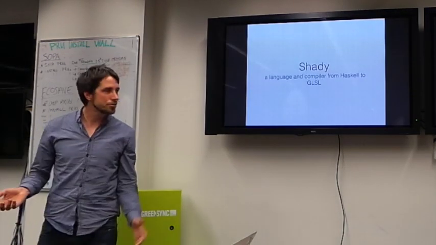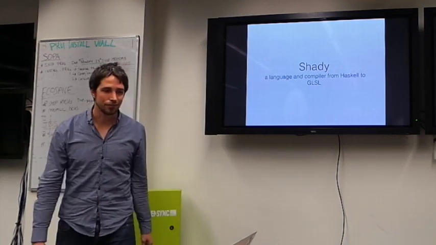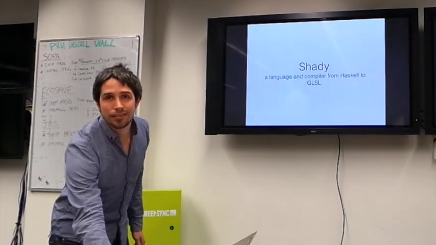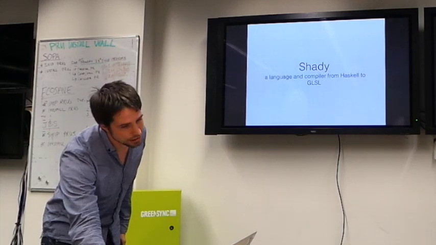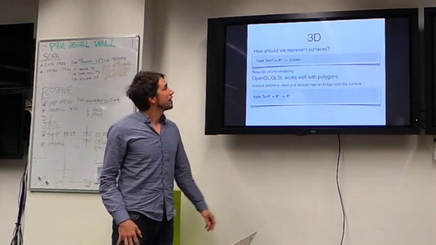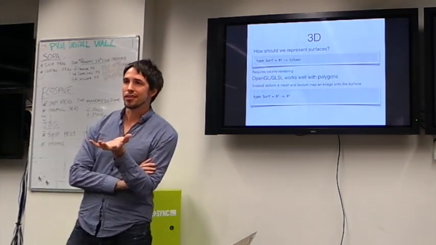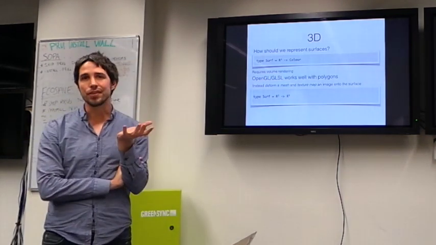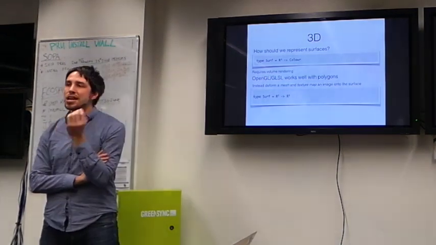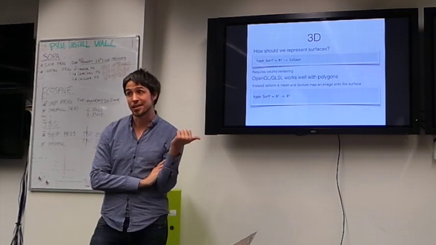So, introducing Shady, a language and compiler from Haskell to GLSL. So now we're extending into the realm of 3 dimensions, the third dimension. I guess you have 2 choices of how to do this. One would be, the natural extension of the idea, which would probably not be the one that Shady does.